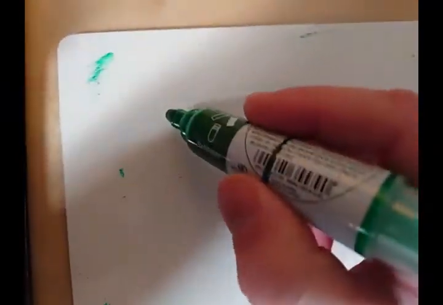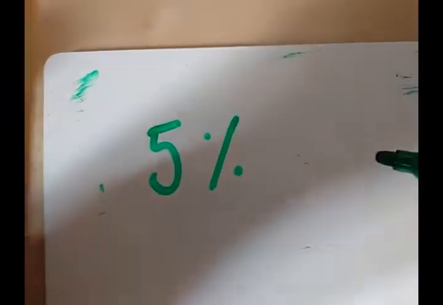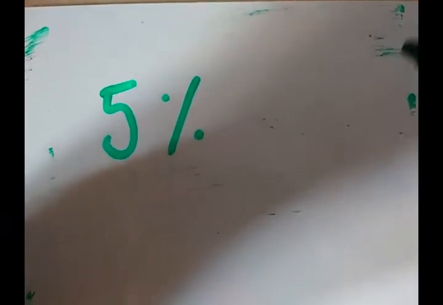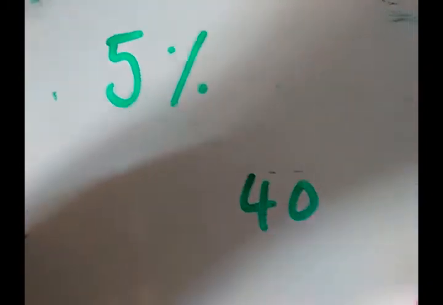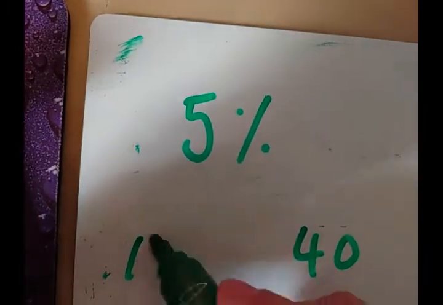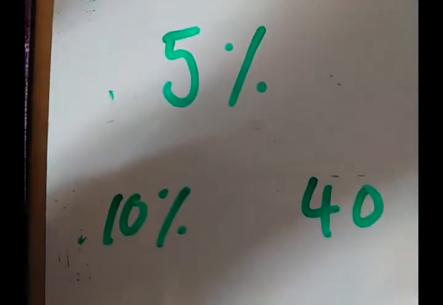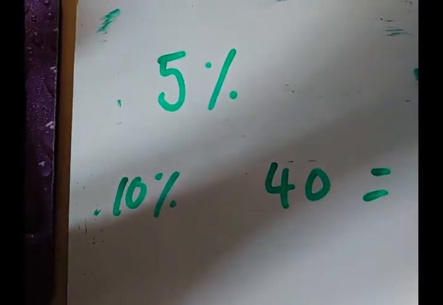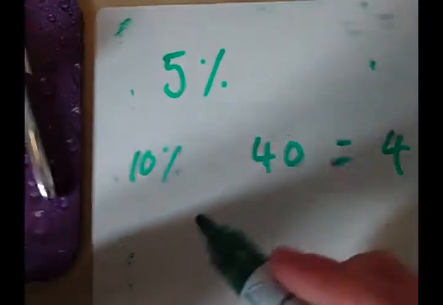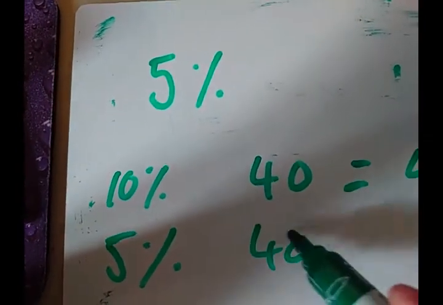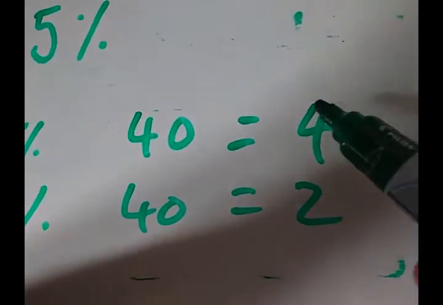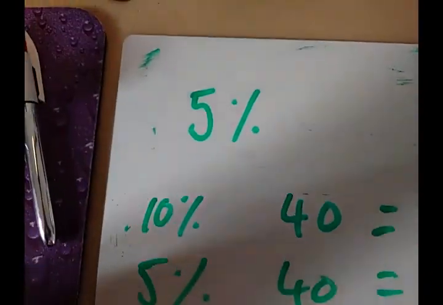Now, that doesn't mean we can't find out the other ones. In fact, some of them are pretty easy. To find 5%, well, that's just half of 10%, isn't it? So again, if I use my 40 example, 10% of 40 is going to be 4. Now 5% is just half of that, because 5 is half of 10. So 5% of 40 is going to be 2, because 10% in this example was 4, so half of it is going to be 2.